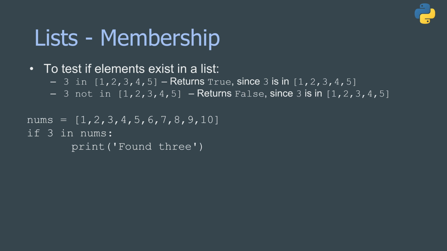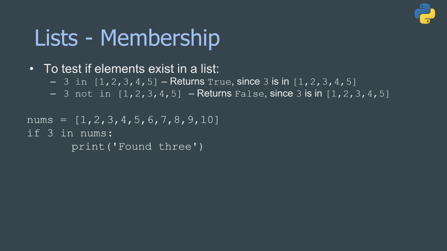And it's just going to return true if 3, the element on the left, is in the sequence on the right. In other words, in this case, is the 3 in the list 1, 2, 3, 4, 5. That should return true because 1, 2, 3, 4, 5 does have a 3. There's also an operator not in. I know it's two different words, but it's a single operator. And it's going to return the opposite of what the in does. So in this case, 3 not in 1, 2, 3, 4, 5 is going to return false because there is in fact a 3 in 1, 2, 3, 4, 5.